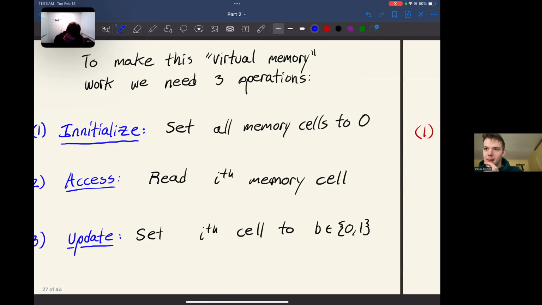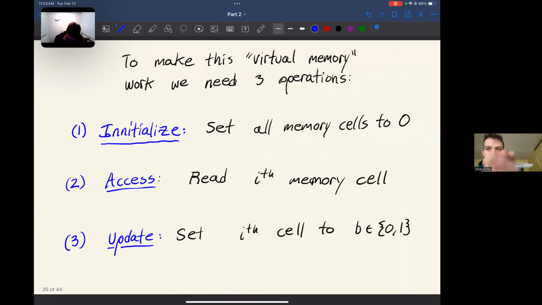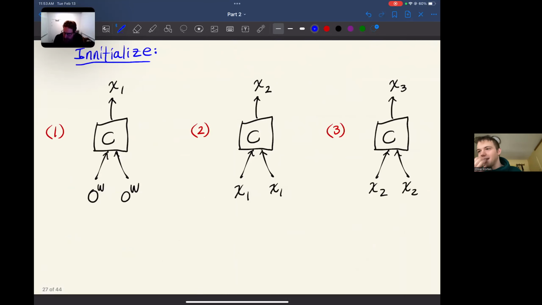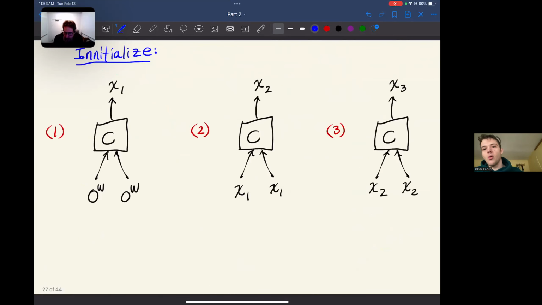So here's the idea. The first operation I wanted was some initialization step, which sets all the leaves to 0. How am I going to do this? If you remember, the picture I drew only involves D, but I also have this compression scheme, this compressor C, which can essentially invert D. So what I'm going to start with is plugging 2 blocks of 0 to the W, just all 0 strings, into the compressor. And I get out of that some string x1. Then I plug in 2 copies of x1, again, to get x2.